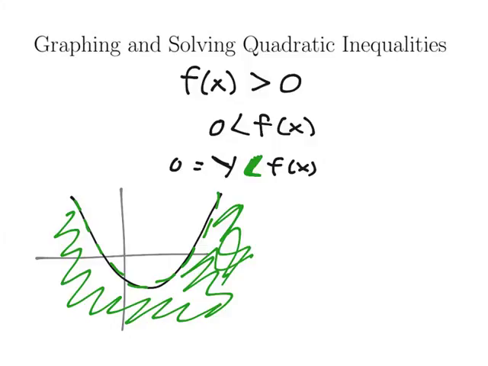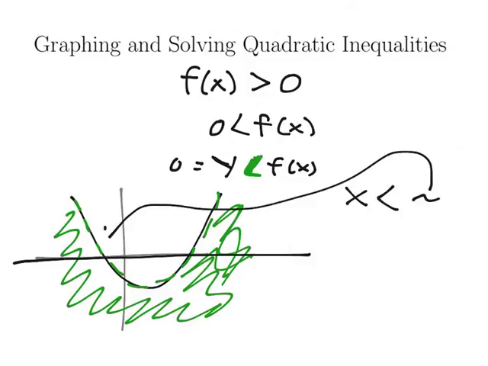So I'm going to look at this line where y is equal to 0, and I'm going to say, well, when is that shaded in? Well, x could be less than some number, where this one refers to the point here, and x is greater than another number, where this one refers to the point here. Now keep in mind, you can find what these numbers are by just solving the quadratic.